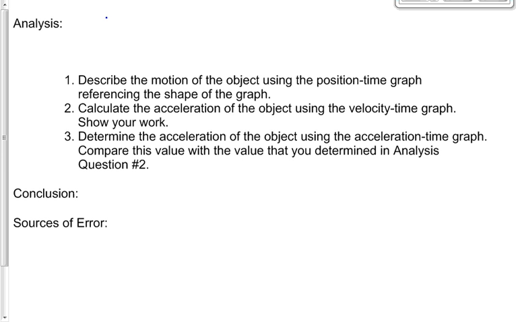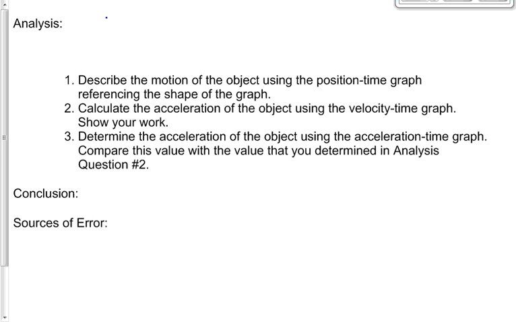Okay, I want you to describe the motion referencing that graph. In other words, I know that this is constant velocity because the position time graph showed a straight line. Or I know that it's acceleration because the position time graph was curved, or whatever the case may be, okay?